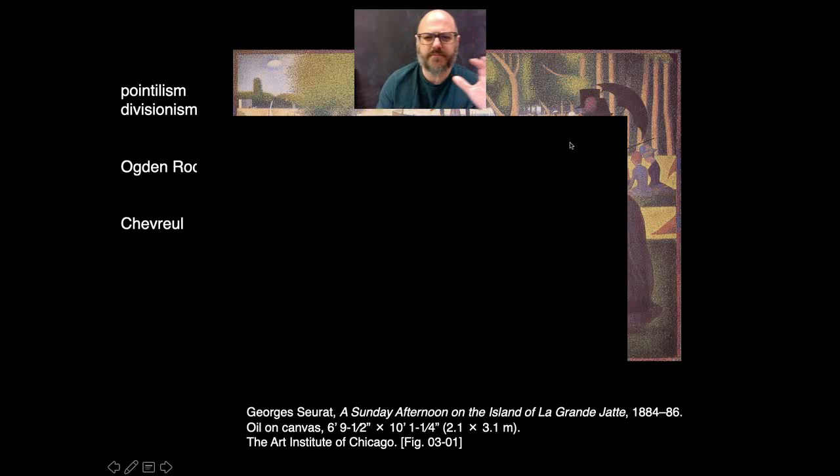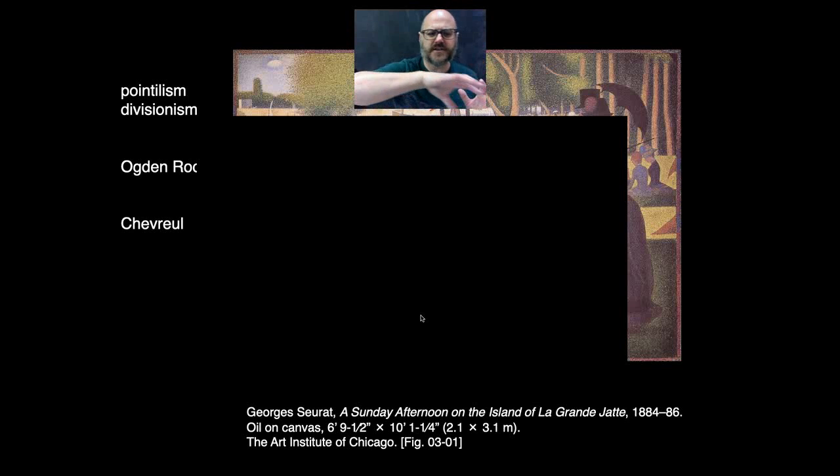And so there's a bunch of different classes that are mingling. Here's a family, a mom and her daughter, pet monkey, kind of weird. But what Seurat is really looking at is that, his quote was that there are no lines or contours in nature. So why would we paint them? Why would we draw them?